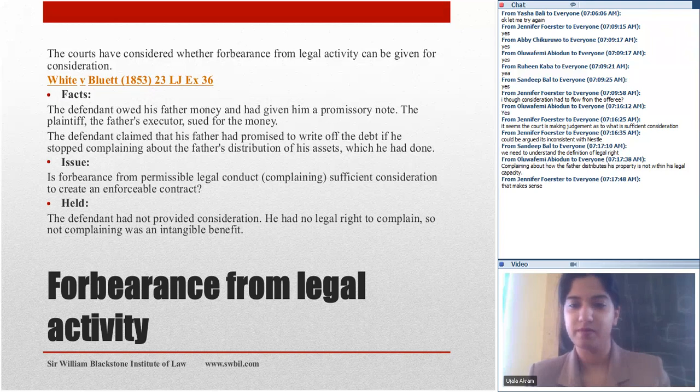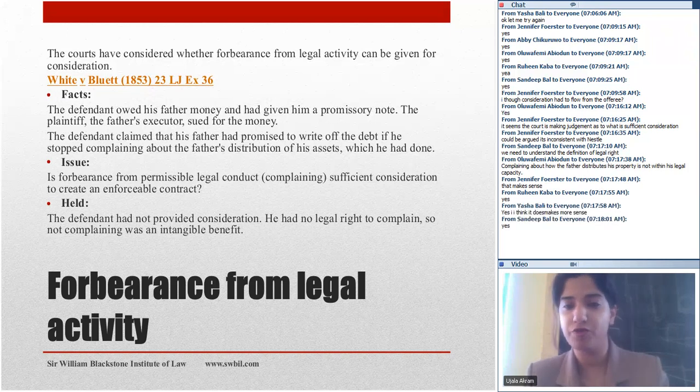Okay. Yeah. So, but that was long time ago in 1853. So after that, there have been many changes with regard to free speech. So if this case was decided today, I assume the outcome would have been different.